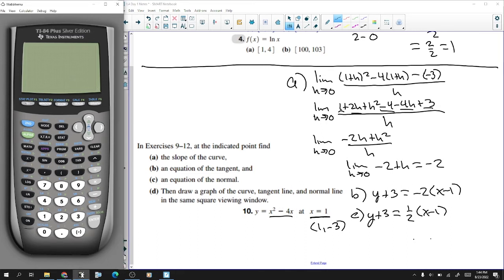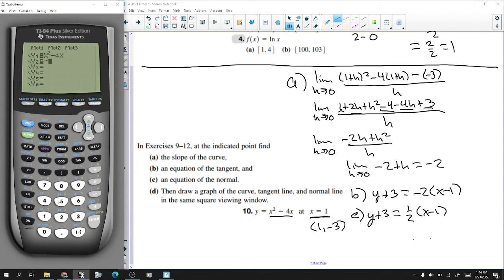Now, how does it do that? So we got y equals, is it working? There we go, now it's working. Clear, y equals, let's clear this. We got x squared minus 4x.